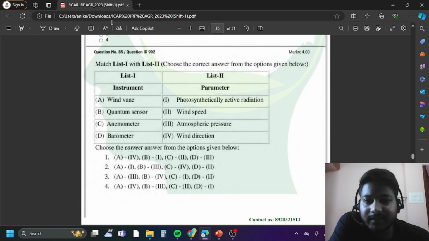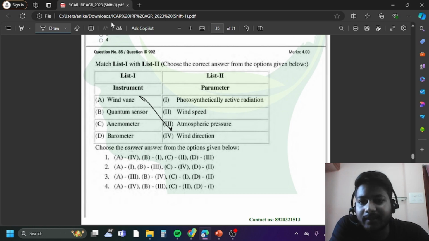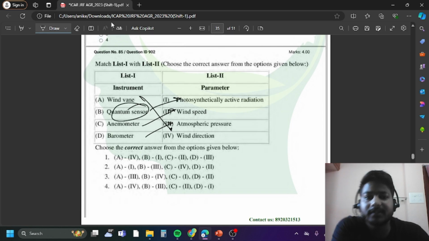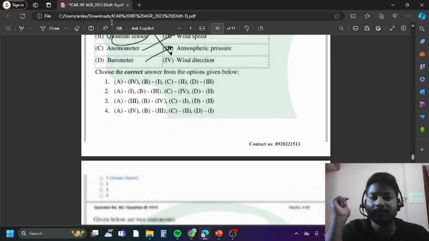Wind vane, what is it used for? Wind direction. Wind vane is for the wind direction. Anemometer is wind speed. Barometer is atmospheric pressure. Quantum sensor is for photosynthetically active radiation. Okay, next we'll move.